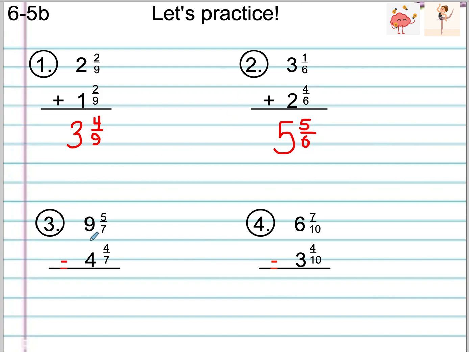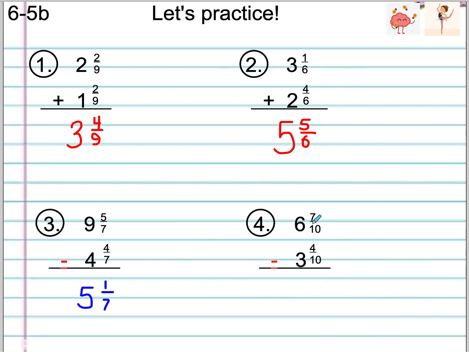If we go to subtraction over here, notice again we had common denominators. I like to start with my fractions first. 5 sevenths take away 4 sevenths. If you wrote 1 seventh there, great. And 9 whole subtract 4 whole should get us to 5. So our mixed difference is 5 and 1 seventh.